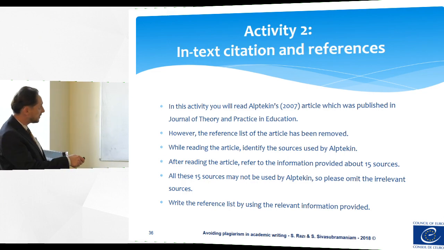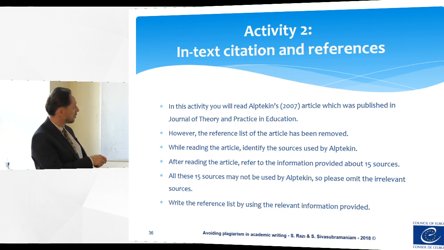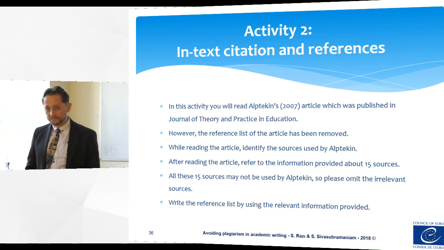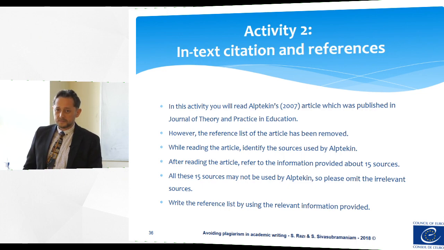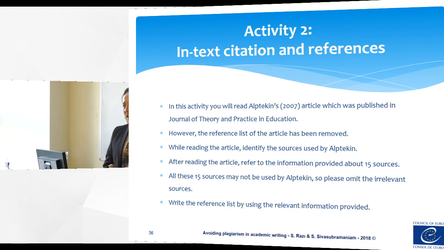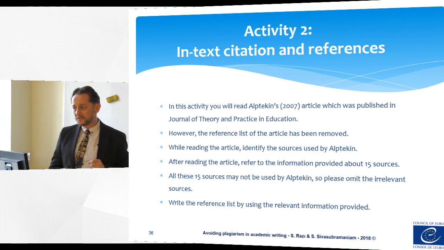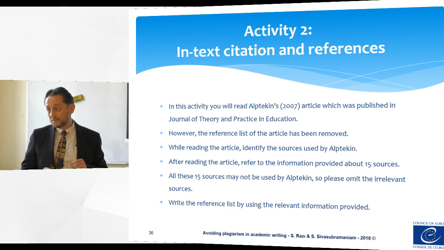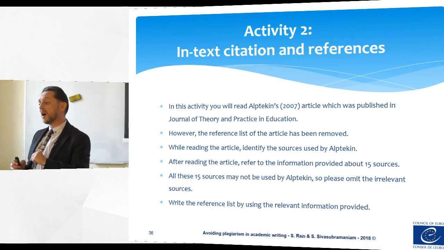What is this? This is an article which was written by Alptekin in 2007, and it was published in the Journal of Theory and Practice in Education. I deliver the article to my students, however, I remove the reference list. What do I ask them? I ask them to read the article and reveal the in-text citations that the author uses in the paper in order to refer to other sources.